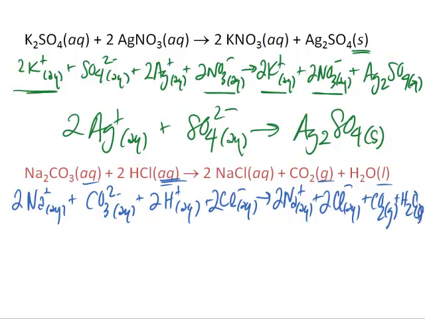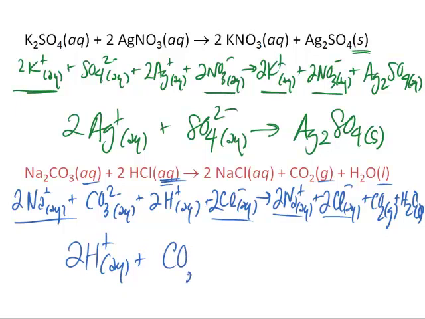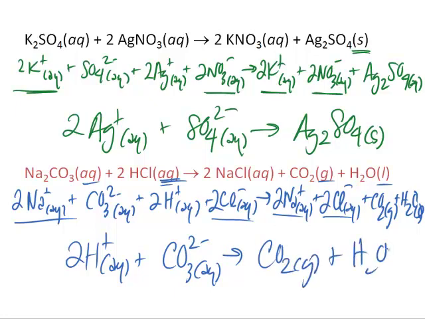So what we can do is take a look at sodium, the spectator ion, and then the chloride was the spectator ion. So our net ionic equation would be 2 moles of H plus aqueous plus a CO3 2 minus ion, or carbonate ion, produces carbon dioxide gas and water.